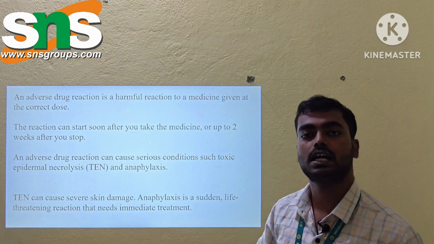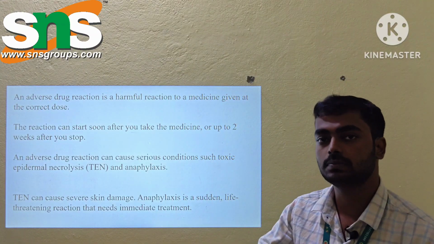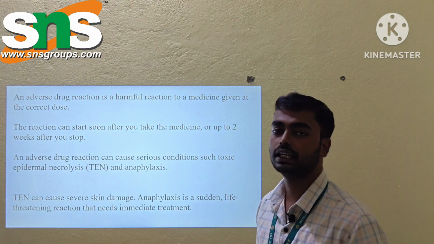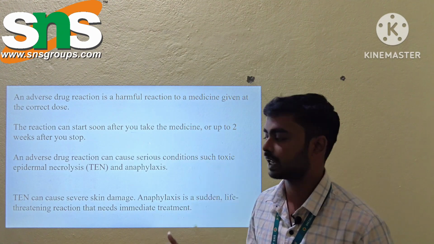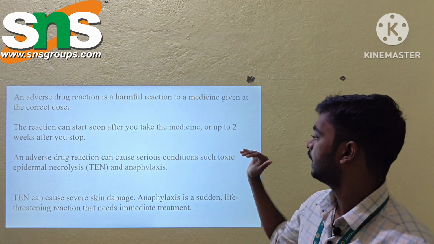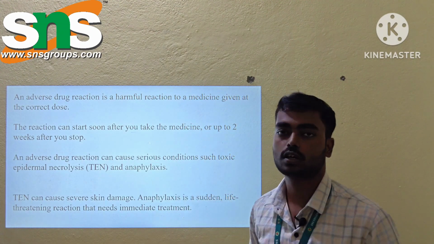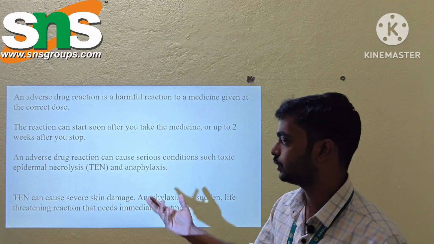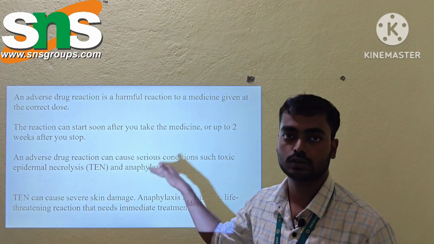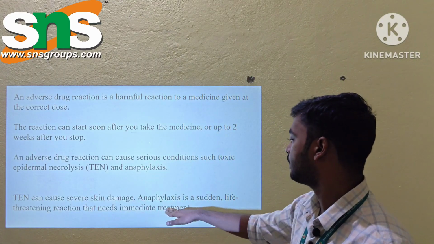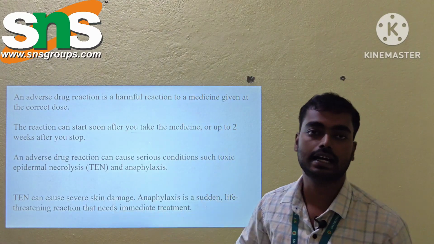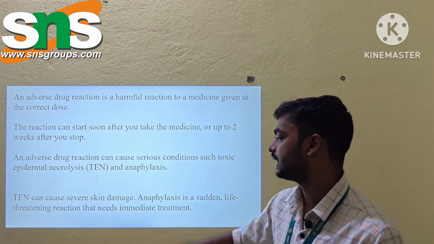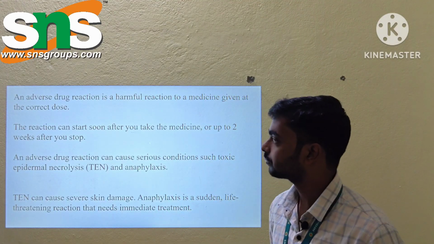Toxic epidermal necrolysis: epidermis means skin, so it is related to skin damage. And anaphylactic reaction, that is, anaphylactic shock reactions. Toxic epidermal necrolysis is also known as TEN. TEN is severe skin damage. I already told you, epidermal means skin. And anaphylactic is a sudden and life-threatening condition. Anaphylactic means a sudden and life-threatening condition that needs immediate medical treatment.